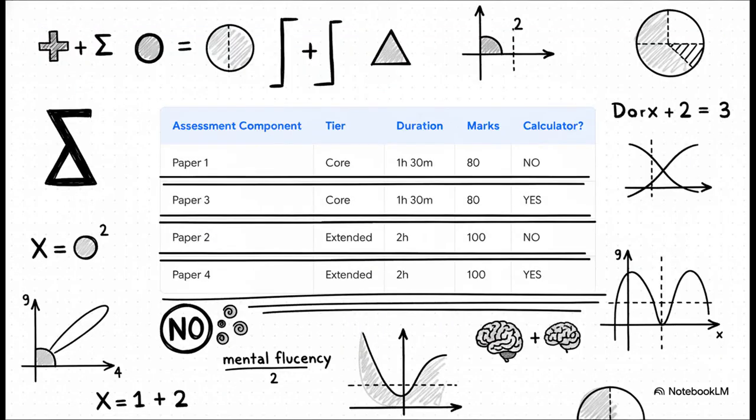Now, what's really interesting is how the actual assessments reflect these different paths. You'll notice the extended papers are longer with more marks up for grabs. But here's the crucial thing, especially with the recent changes. Both tiers now have a non-calculator paper. That puts a whole new emphasis on mental math skills for absolutely everyone.